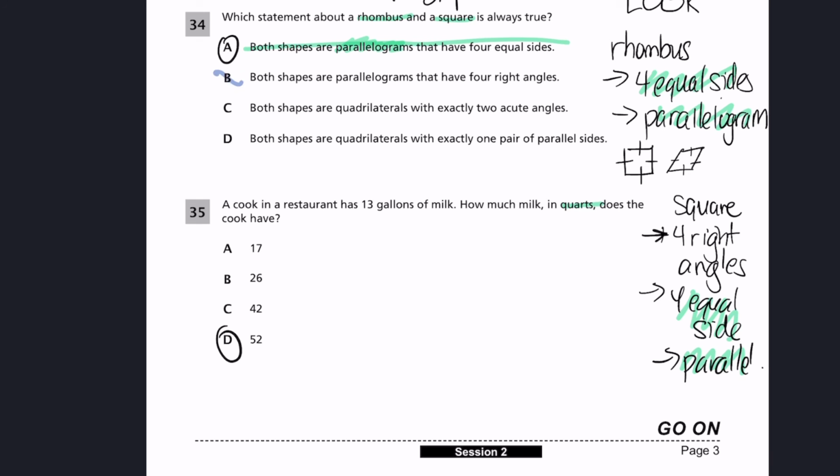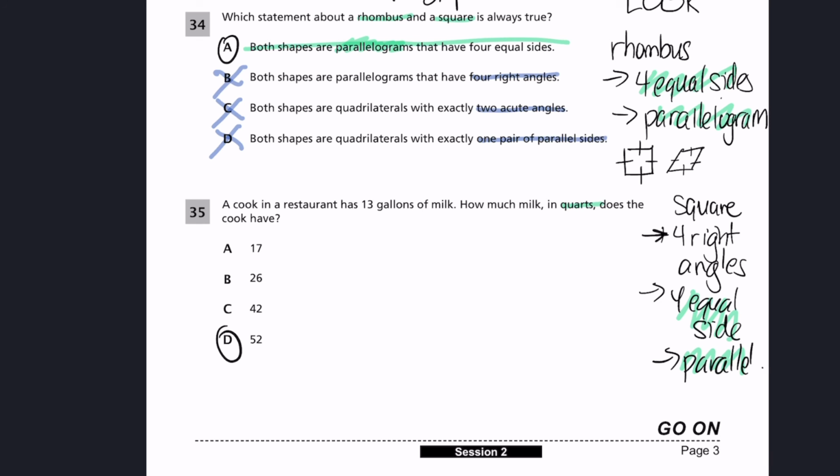I can't say B because sometimes there are times you're going to have a rhombus that does not have 4 equal sides. It can be slanted. And I can't choose C because squares do not have 2 acute angles. And I can't choose D because they have more than one set of parallel lines.